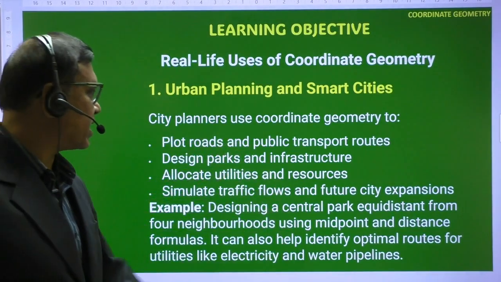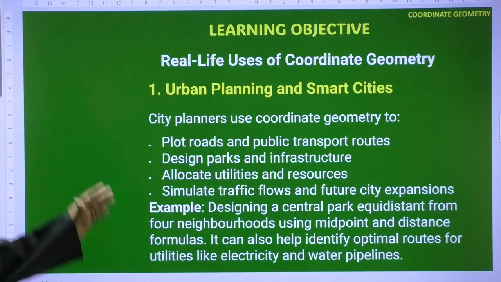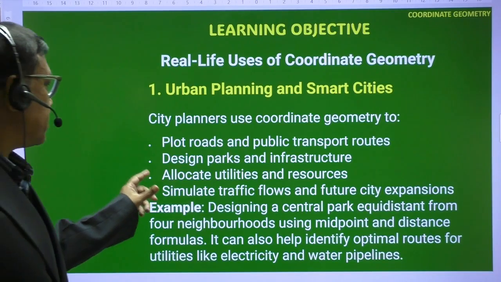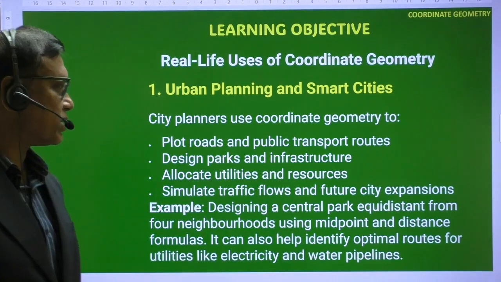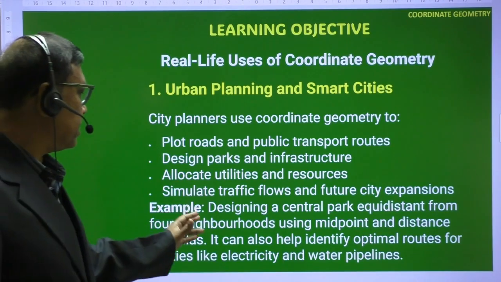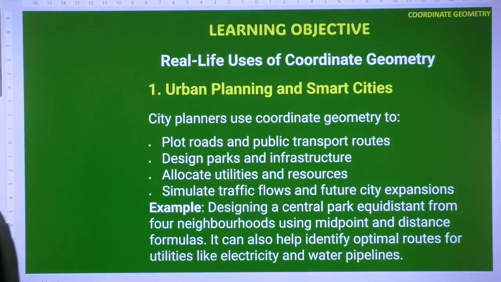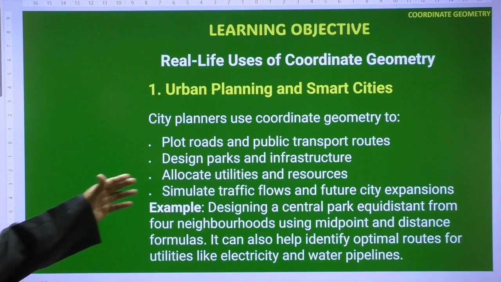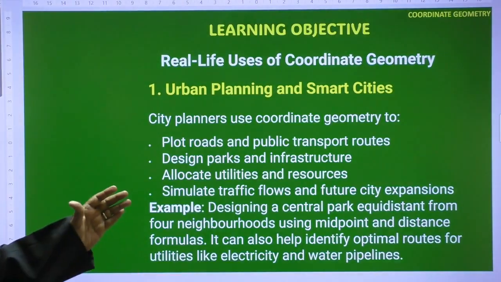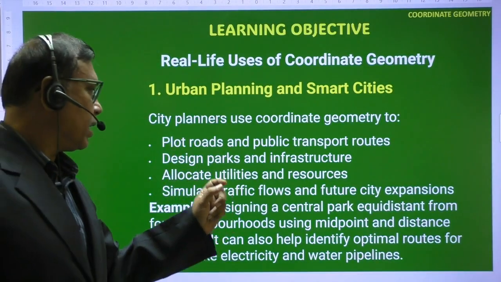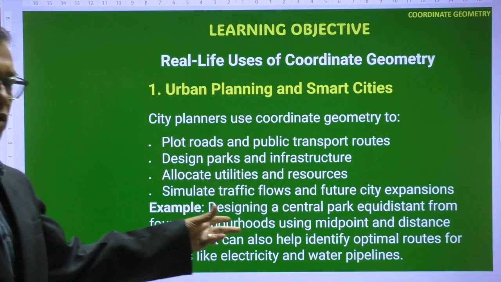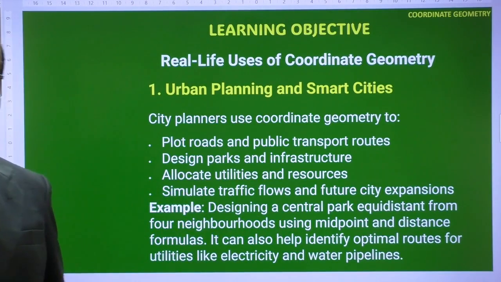Second, design parks and infrastructures, allocate utilities and resources, simulate traffic flows and future city expansions. For one example, designing a central park equidistant from 4 neighborhoods using midpoint and distance formula. It also can help identify optimal routes for utilities like electricity and water pipelines. Is it clear?